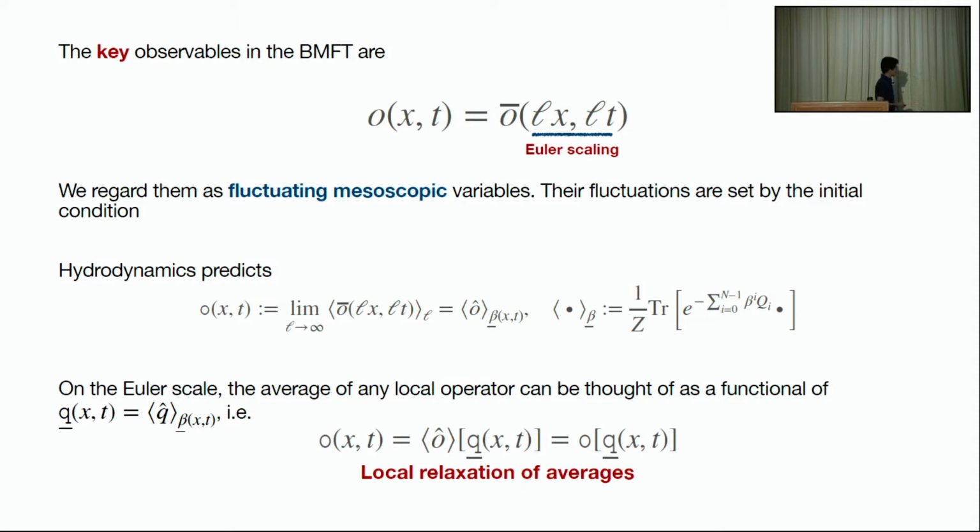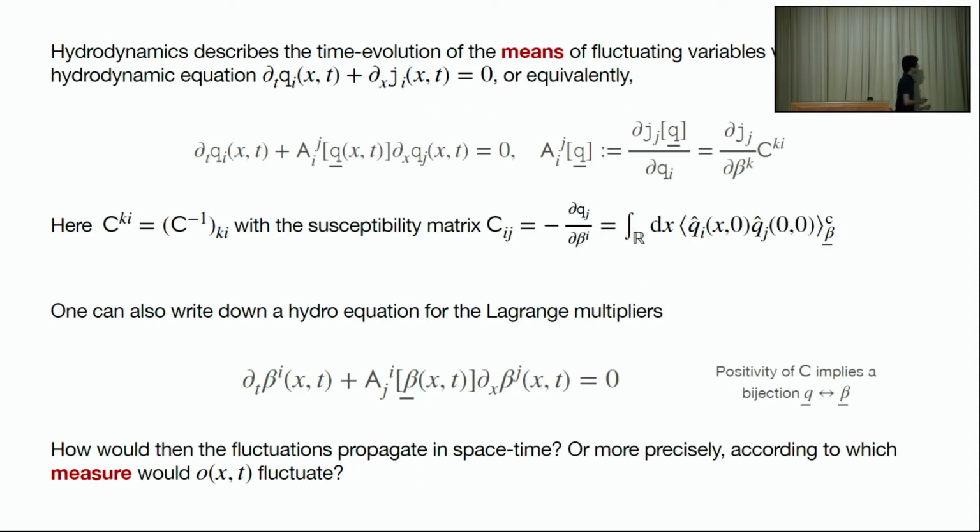Right. Now, as I said, the problem now boils down to getting to know how the q's or betas are going to time evolve. And this is precisely what is prescribed by the hydrodynamic equation. For instance, hydrodynamic equations can be written this way, where the matrix A is defined in this simple way. It's a derivative of J with respect to q, and the C matrix is the usual susceptibility matrix.